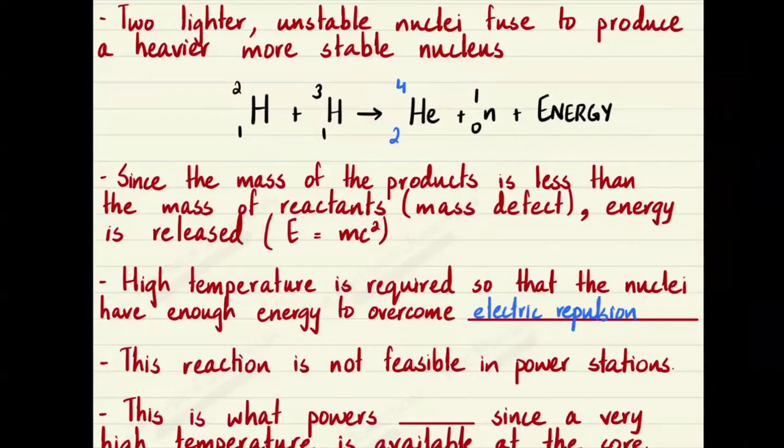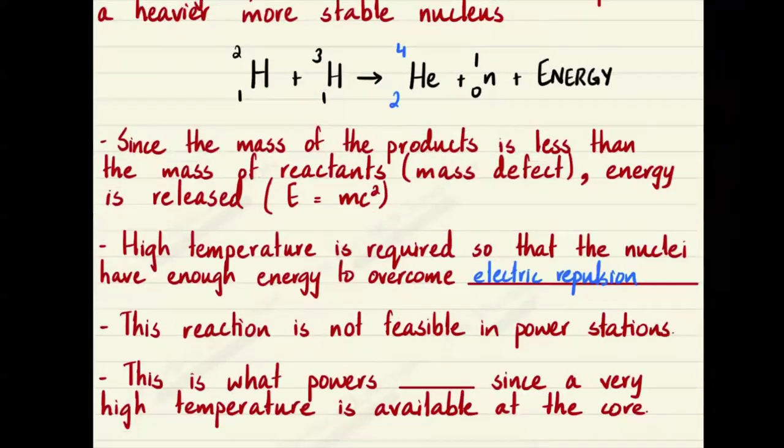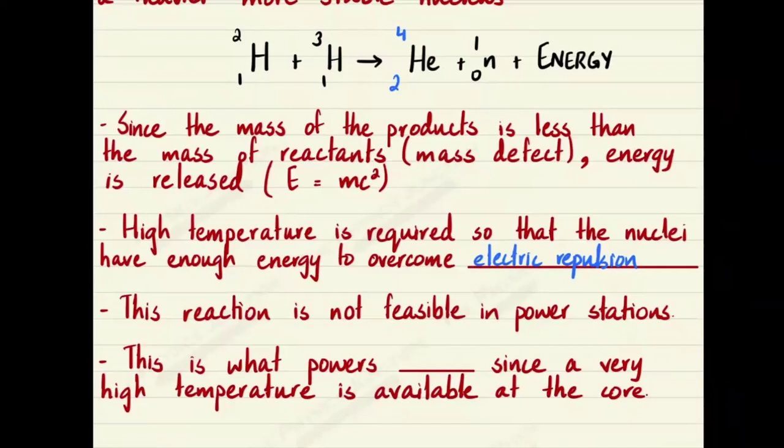Next, this reaction is not really feasible in power stations. So in power stations, the idea is that we cannot really provide a high enough temperature for us to overcome the electric repulsion. So it's not really feasible. But this is what does happen in stars, because stars do have that high temperature available, and that can bring together the nuclei.